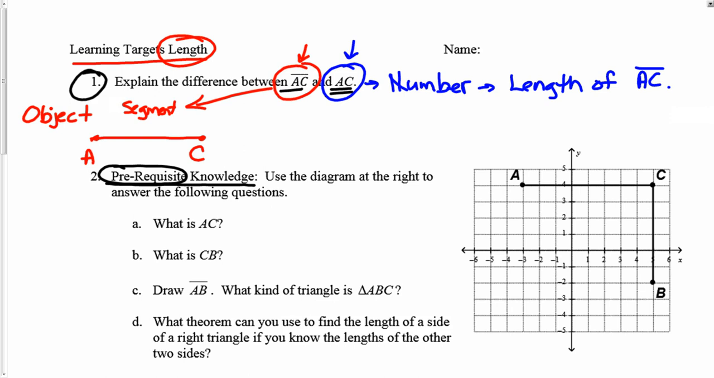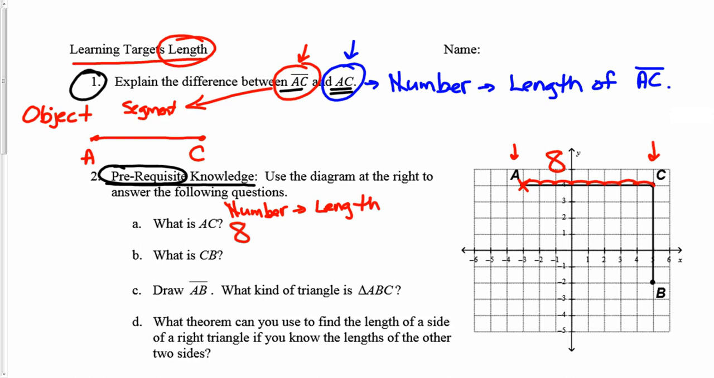So number one, what is AC? Now we just talked about that, and this is going to be a number because it's going to be a length. So I'm going to come over to segment AC. Here's A, here's C, and I'm simply going to count to see how long that is. So to count, I start at point A, and I'm going to count over. So from here to here, that's 1. So I'm going to do that all the way across. So I start at A and I go 1, 2, 3, 4, 5, 6, 7, 8. So that length is 8. So I'm going to put a little 8 right here.